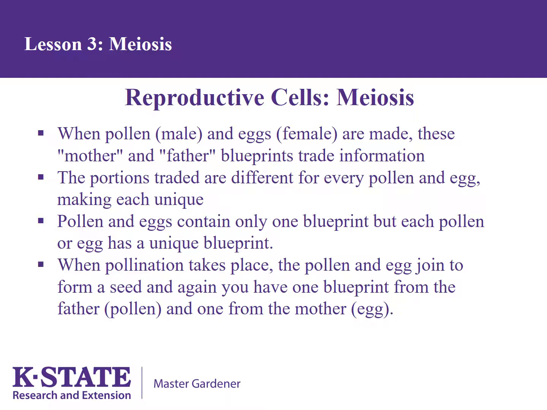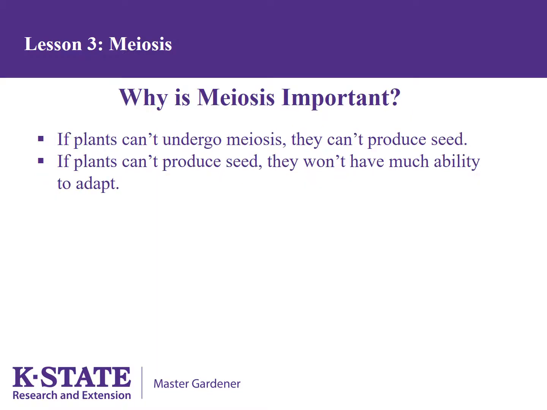During the process of meiosis, the male and female blueprints trade information. This happens at random locations so that each pollen grain and each egg ends up with unique blueprints. Also, each pollen and egg has only one blueprint, so that when they join together during fertilization, they'll return to the normal 2 blueprints, one from the father and one from the mother.